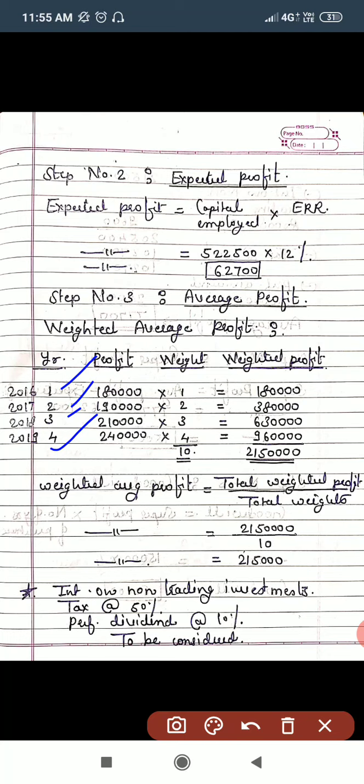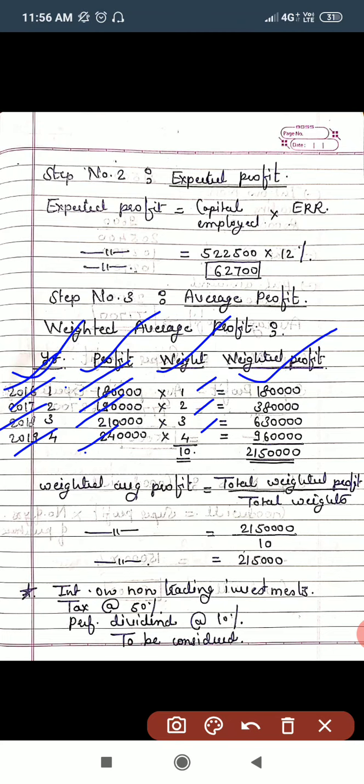Okay, so we will write down. How will you start with the calculation of your weighted average profit? Year, profit, weights and weighted profit. Year 1, 2, 3, 4. Which year? 2016, 17, 18 and 19. The profits are there with us: 1,80,000, 1,90,000, 2,10,000 and 2,40,000. Now the weights: 1, 2, 3 and 4.